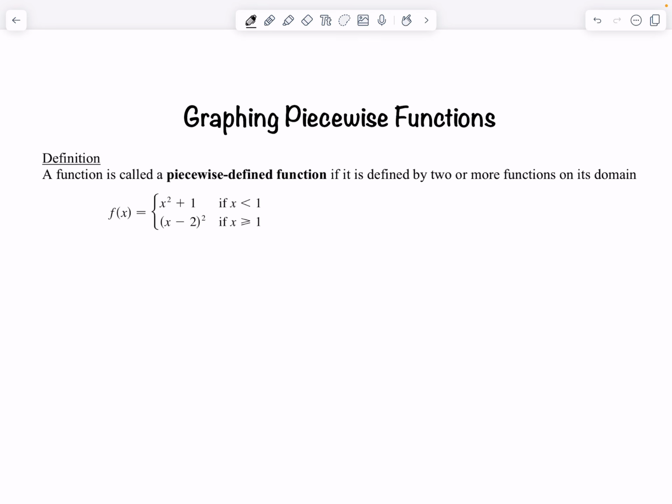But basically, a function is piecewise defined if it's defined by two or more functions on its domain. So usually we break up the domain, as you can see here. The domain is broken up. Here's one part of the domain, x is less than 1. Here's the other part of the domain, x is greater than or equal to 1. And we have two different functions that make up f of x. And usually, piecewise defined functions are written this way with a little squiggly bracket on one side.